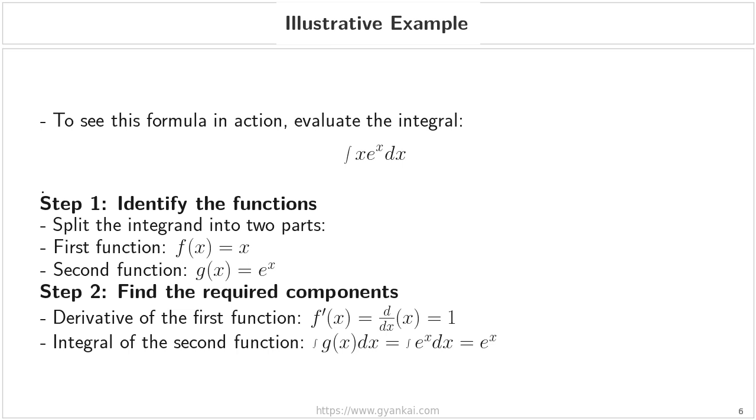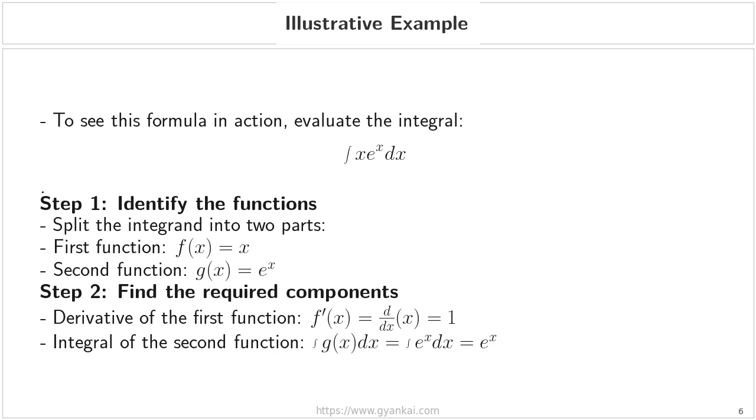Let's calculate those. The derivative of x with respect to x is simply 1. So f prime of x equals 1. Next, the integral of e to the power of x with respect to x is, of course, e to the power of x. So the integral of g of x, which is the integral of e to the power of x, equals e to the power of x.